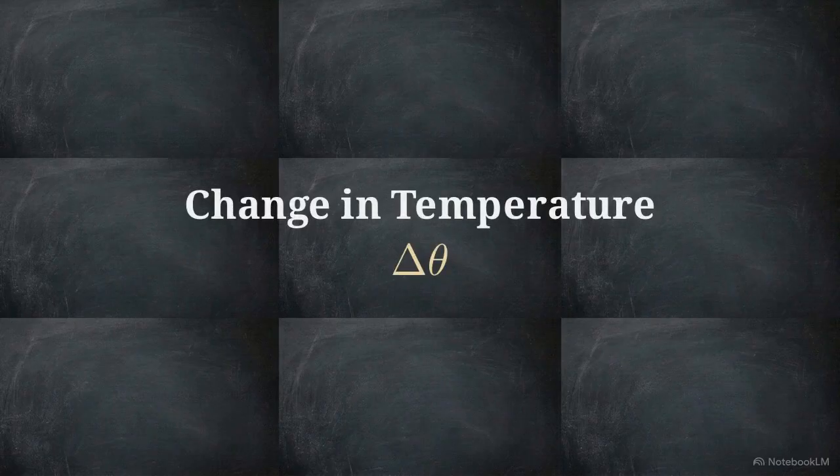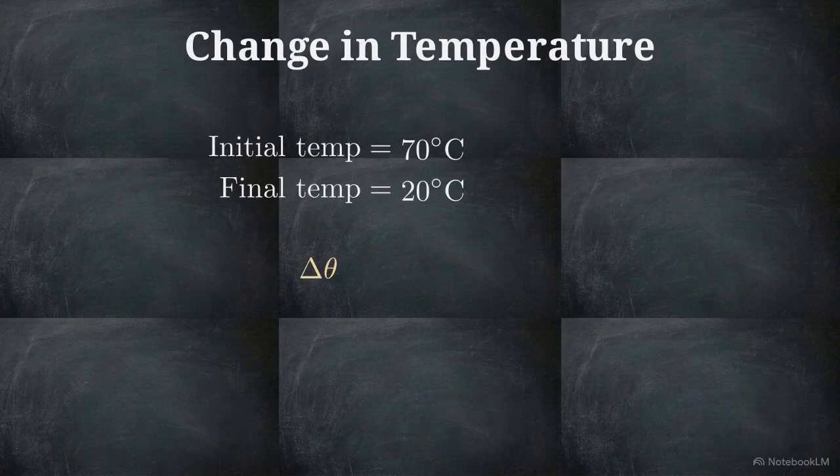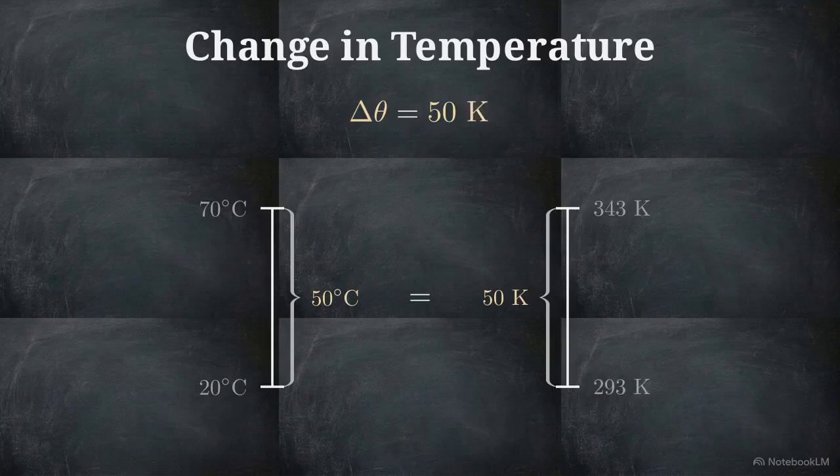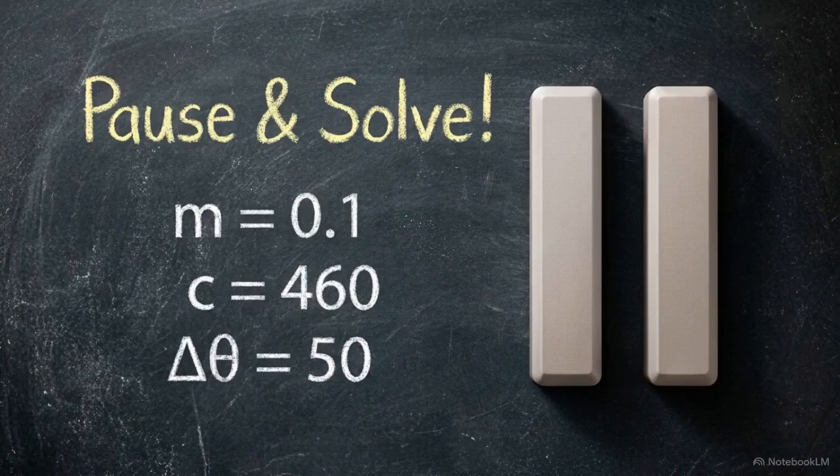Next, we need our change in temperature, or delta theta. The metal cools from 70 down to 20, so we subtract 20 from 70, which gives us a difference of 50 degrees Celsius. Since a temperature difference in Celsius is the same size as a temperature difference in Kelvin, our change is exactly 50 Kelvin. We have our clean variables.